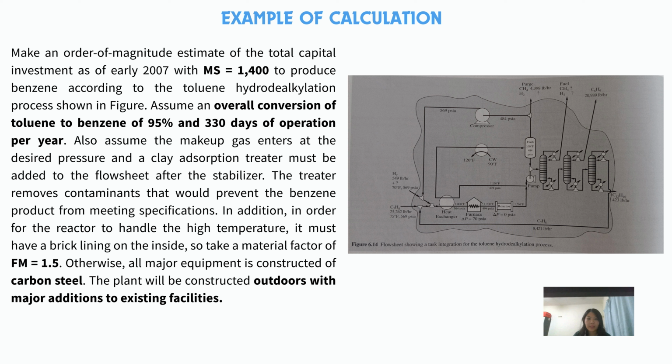Also assume the makeup gas enters at the desired pressure, and a clay adsorption treater must be added to the flow sheet after the stabilizer. The treater removes contaminants that will prevent the benzene product from meeting specifications. In addition, in order for the reactor to handle the high temperature, it must have a brick lining on the inside, so take a material factor of FM equal to 1.5. Otherwise, all other major equipment is constructed of carbon steel. The plant will be constructed outdoors with major additions to existing facilities.